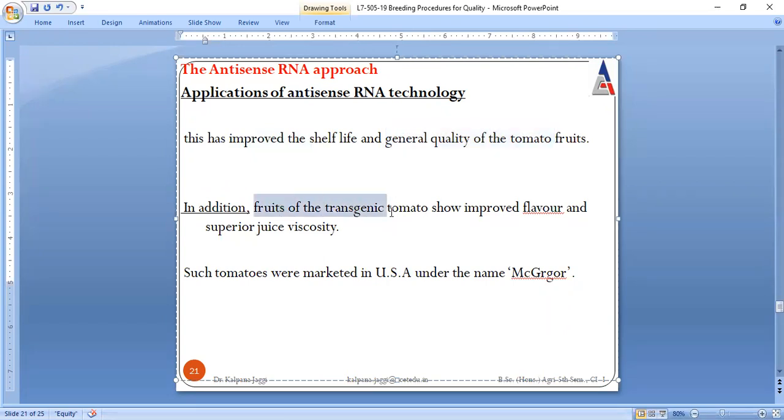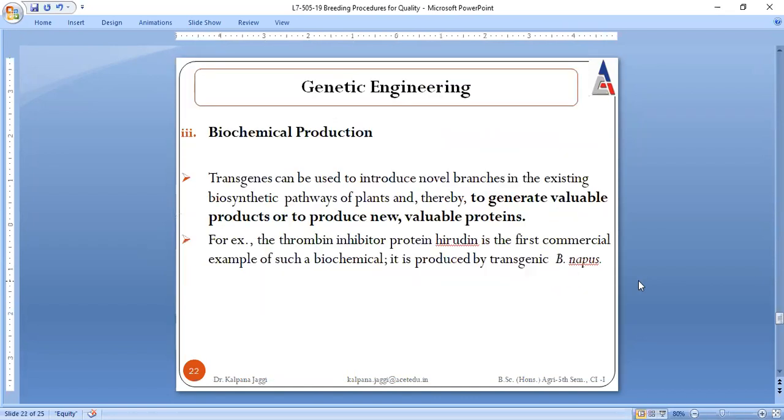In addition, fruits they give improved flavor and superior juice viscosity. And these tomatoes, when they were marketed in USA, were given another name, that is said to be McGregor, right? So this was all about antisense approach.